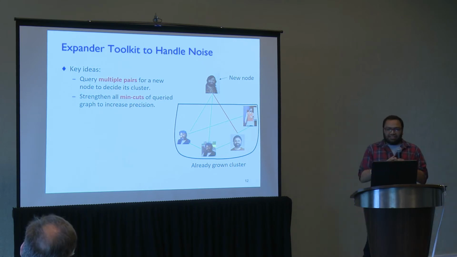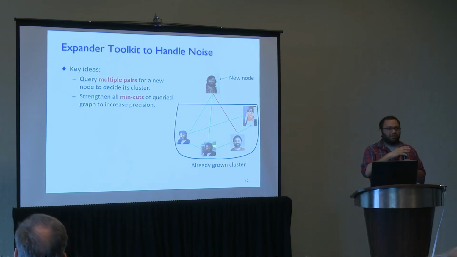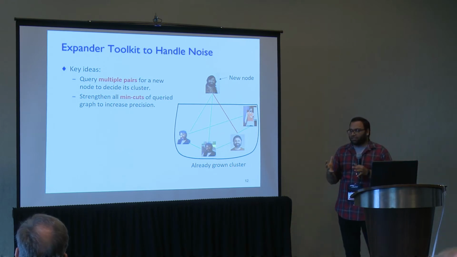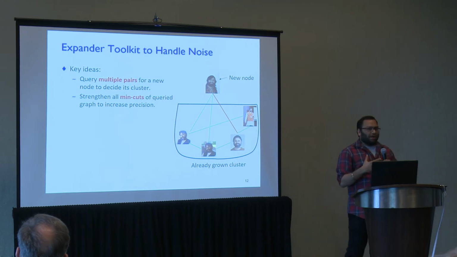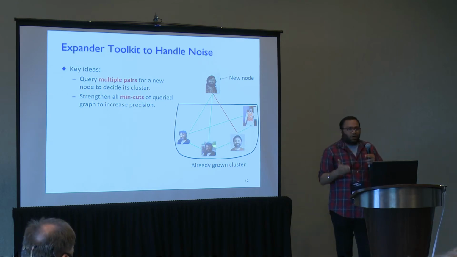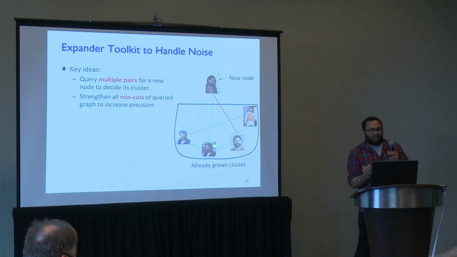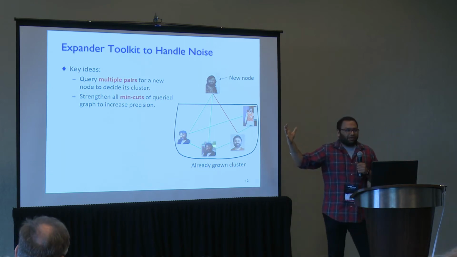Now, once I've grown a cluster, I should look at all the min cuts of the queried edges of that cluster. The reason we should look at min cuts is that suppose the oracle gave wrong answers and I tried to merge two different clusters, then all the edges going across that cut should be wrong, because the oracle said that all these are green edges. So we want to strengthen the min cuts of the queried graph.